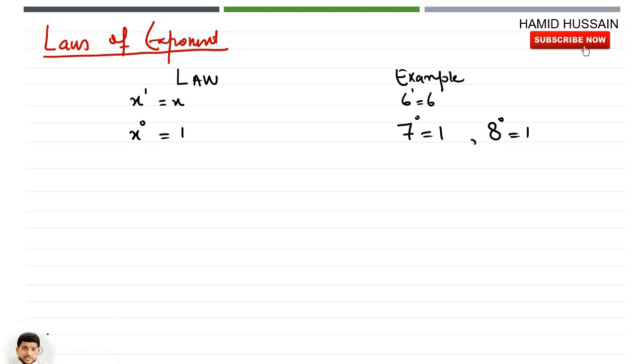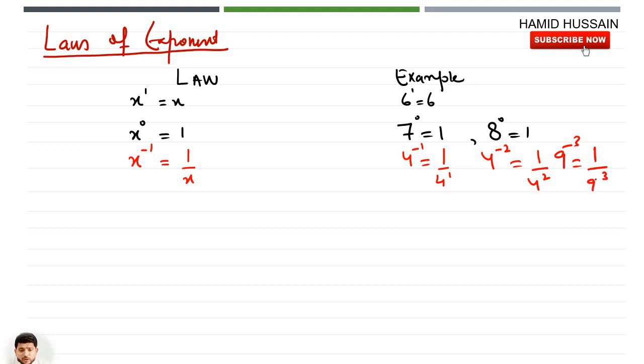And the next one, let's say there is x to the power minus 1, that will be 1 over x. So let's suppose 4 to the power minus 1, that is going to be 1 upon 4 to the power 1. And 4 to the power minus 2 will be 1 upon 4 to the power 2. And 9 to the power minus 3 will be 1 divided by 9 to the power 3.